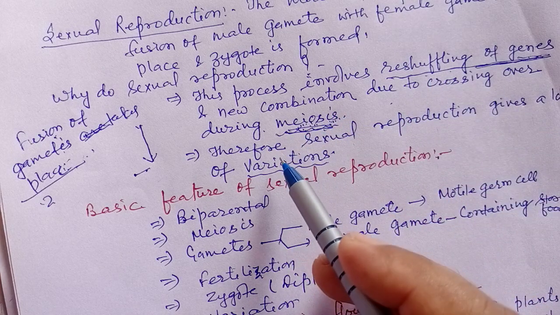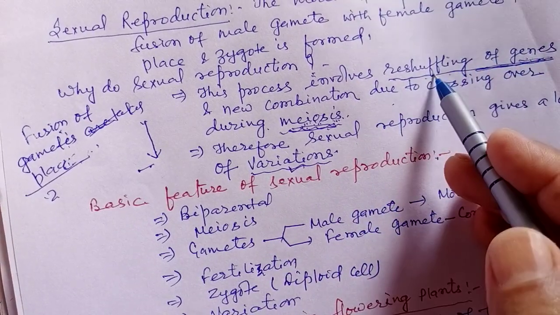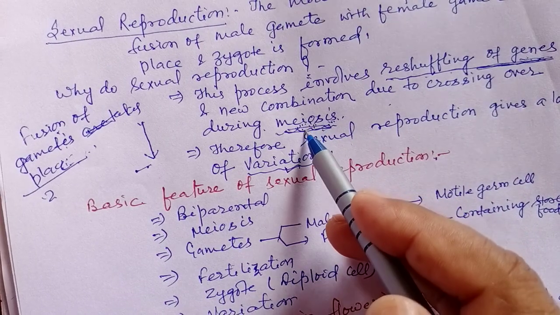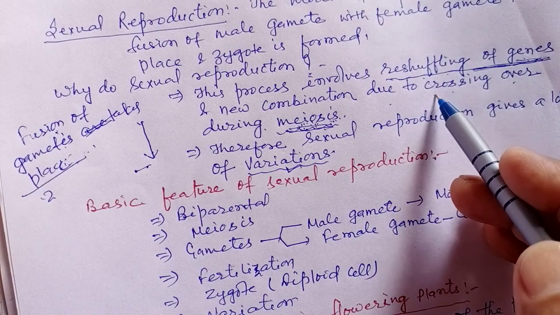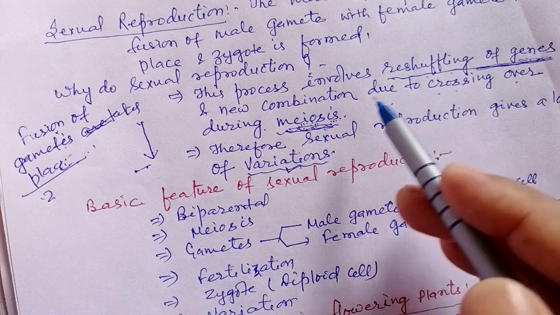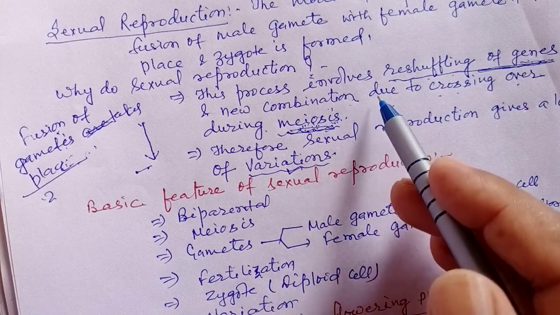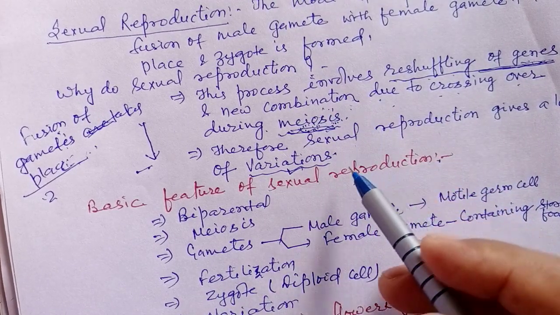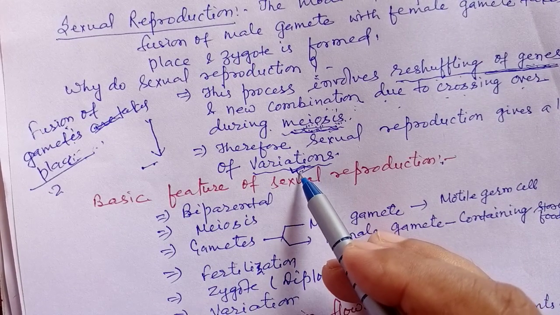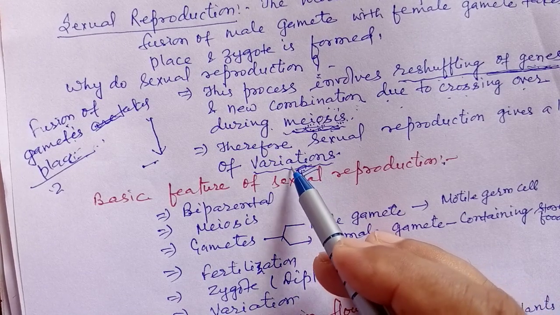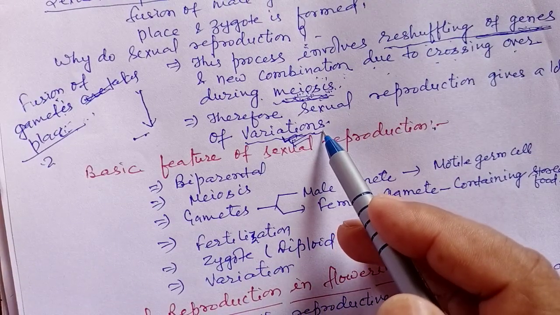Therefore, sexual reproduction gives a lot of variations, due to reshuffling of genes during gamete formation, during meiosis, and new combinations due to crossing over. Crossing over is a process taking place during meiosis. During this process, exchange of genetic material takes place and new combinations form, and these new combinations cause variations in the offspring, and ultimately, in due course of time, these variations lead to the evolution of new species.